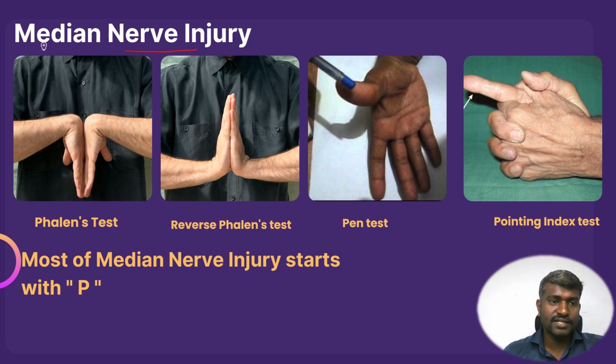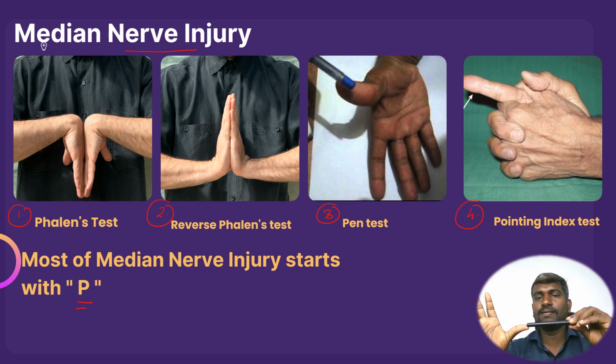These are the following tests done. They are going to be: number 1, Fallon test; number 2, reverse Fallon test; 3 is going to be pen test; and 4 is going to be pointing index test. Most of these median nerve injury tests start with the letter P. Let's revise. This is going to be what? Fallon test. This is going to be a reverse Fallon test, and this is going to be what? Pen test, and at last we have the pointing index test.